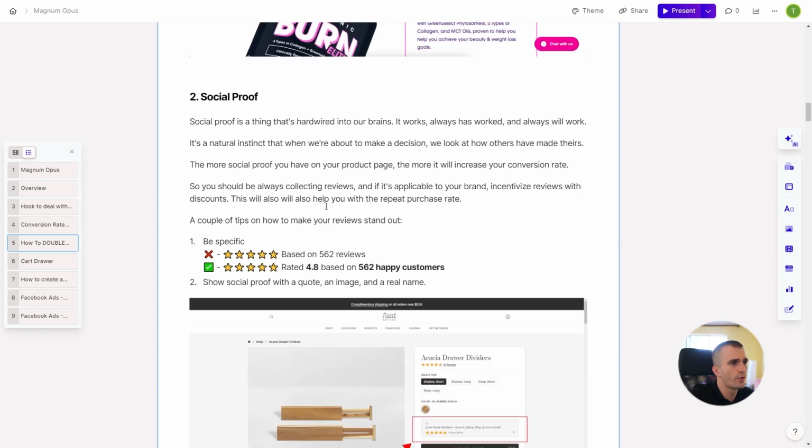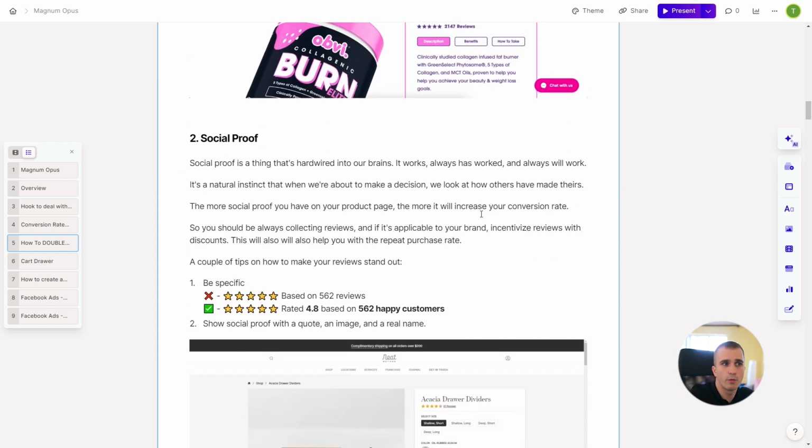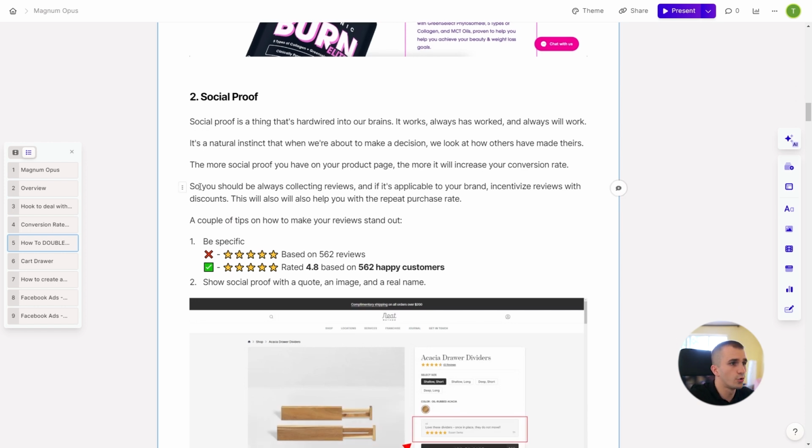The more social proof you have on your product page, the more it will help you with increasing your conversion rate, which is kind of obvious. So you should always be collecting reviews, and if it's applicable to your brand, you can incentivize reviews with discounts, because reviews and the social proof are extremely important. And even if you can get your visitors to send you images and videos, that's when you should really incentivize them with discounts, because these reviews with images and videos will drastically help you with increasing your conversion rate.